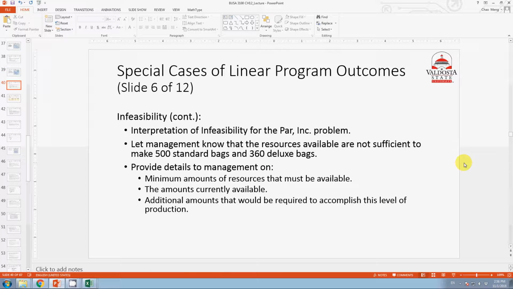So in this case, we don't have a production plan. So we need to tell our supervisors, hey, your expectation is too high. We don't have enough resources. If you want me to produce this many standard bags and this many deluxe bags, you have to meet my minimum requirements. So in terms of the resources, we have to change our constraints such that we can reach this feasible region.